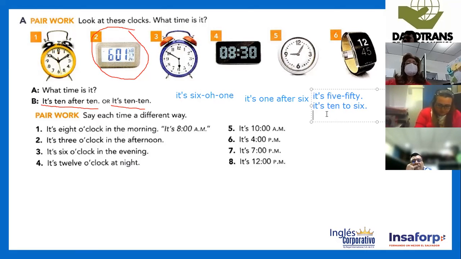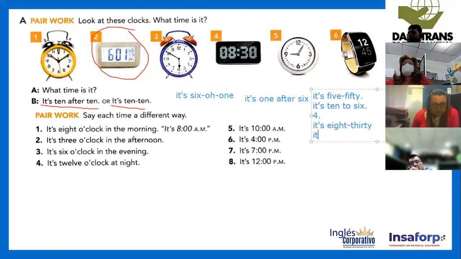What about number 4, Gabriela? How would number 4 look? The two ways we can have. It's 30, and a half. That is also right. After eight. I heard a half too. It's correct. Half past eight. Okay, perfect, Gabriela.